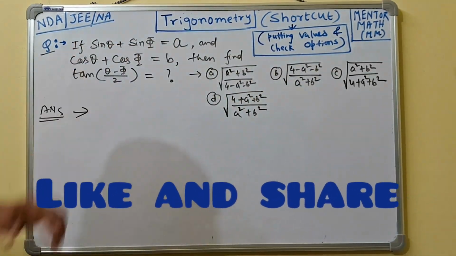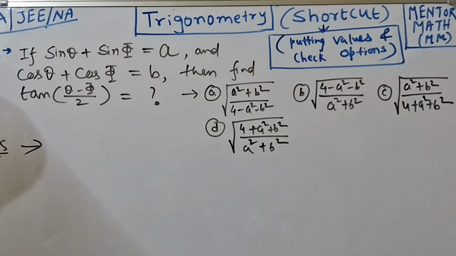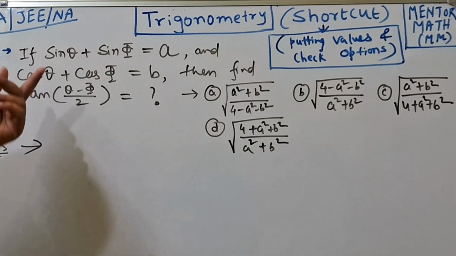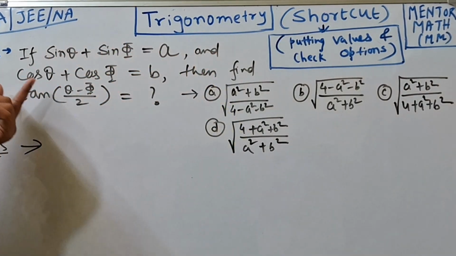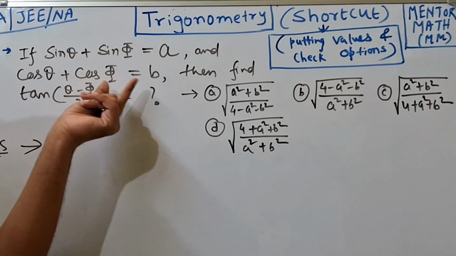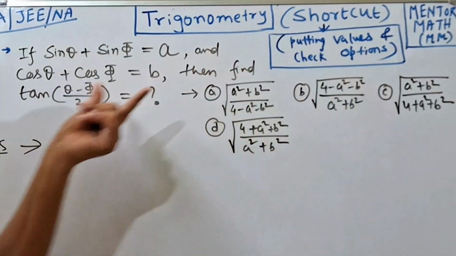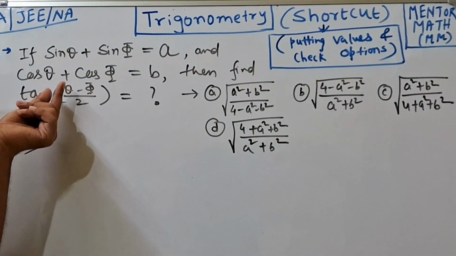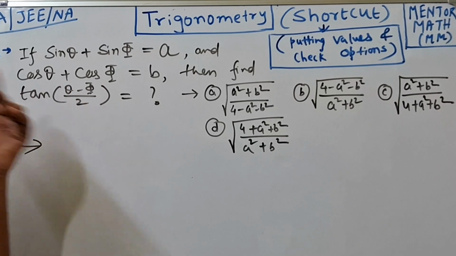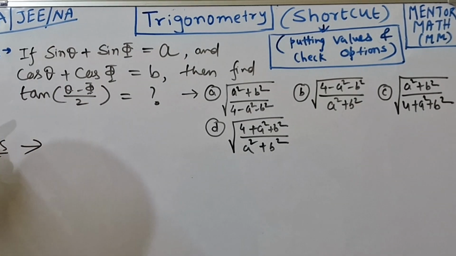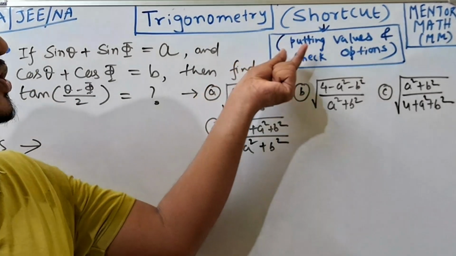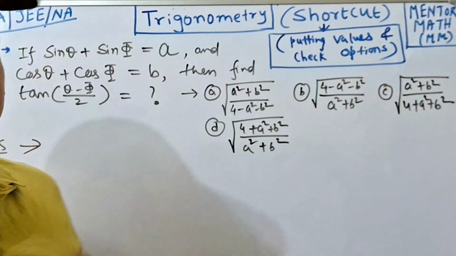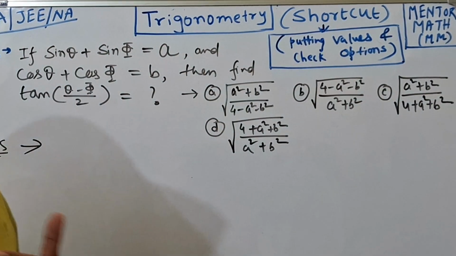Okay, so look at this question now. If sine theta plus sine phi is equal to A and cos theta plus cos phi is equal to B, then find the value of tan (theta minus phi) by 2. So we have to find the value of tan (theta minus phi) by 2. Using the shortcut form means in that situation we have to put the values and check the options. In that way you can find the solution.